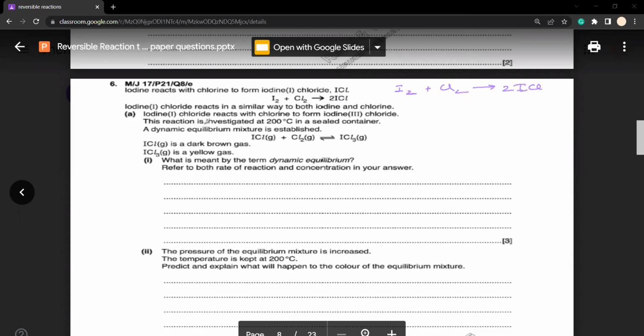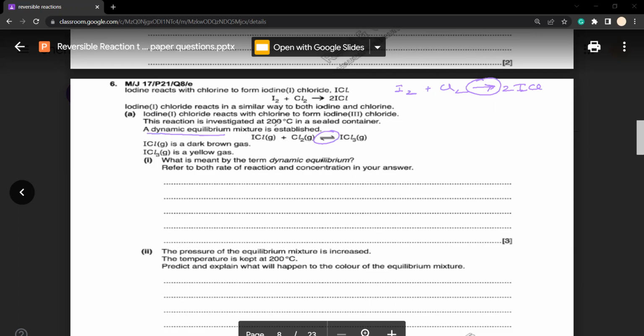Further, it says that iodine monochloride reacts with chlorine to form iodine trichloride. This is the first reaction, but it is not a reversible reaction. We can see that with a single-headed arrow, which means it's not reversible. Now this iodine monochloride further reacts with chlorine to form iodine trichloride, but this is definitely a reversible reaction. This reaction is investigated at 200 degrees Celsius in a sealed container. The dynamic equilibrium is established.